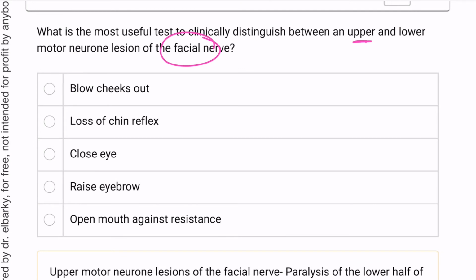What is the most useful test to clinically distinguish between upper motor neuron and lower motor neuron of the facial nerve? So let me explain this to you guys. We're having here the facial nerve, which is the seventh cranial nerve.